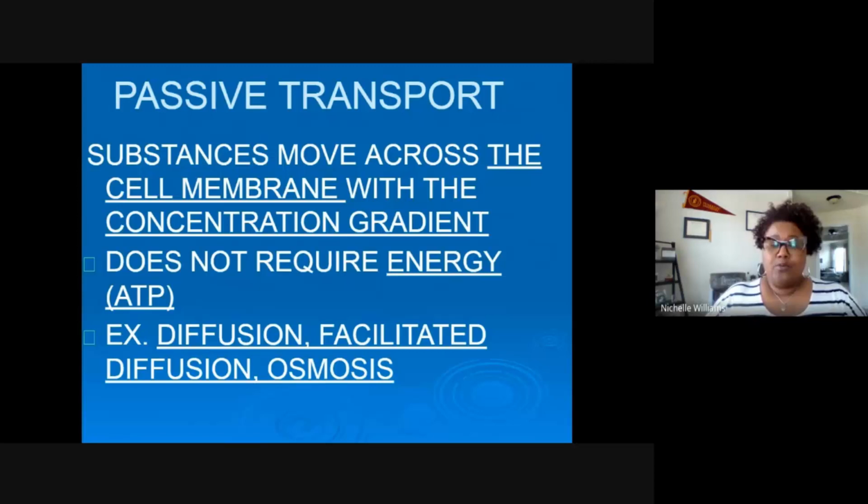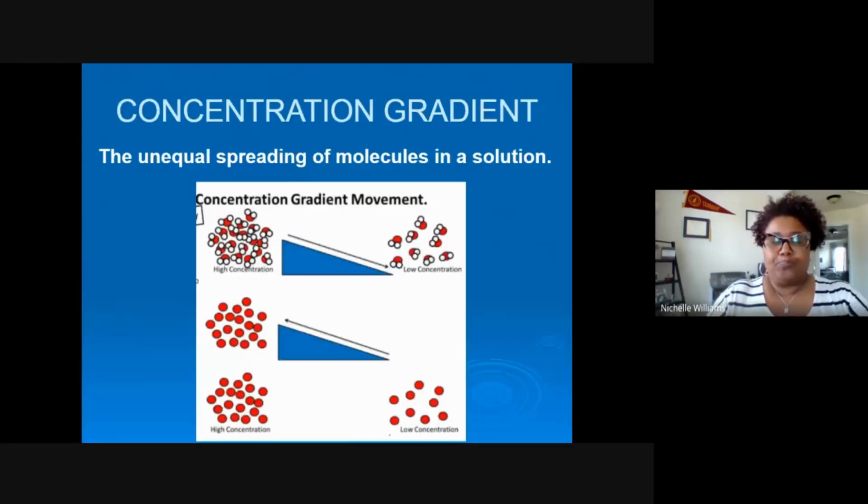And so in cells, there is that type of transport. And the examples are diffusion, facilitated diffusion, and osmosis. So diffusion just means simple, plain old diffusion of substances. Facilitated diffusion, when you facilitate, that means to help. And then there's osmosis, okay? And that's diffusion of water.